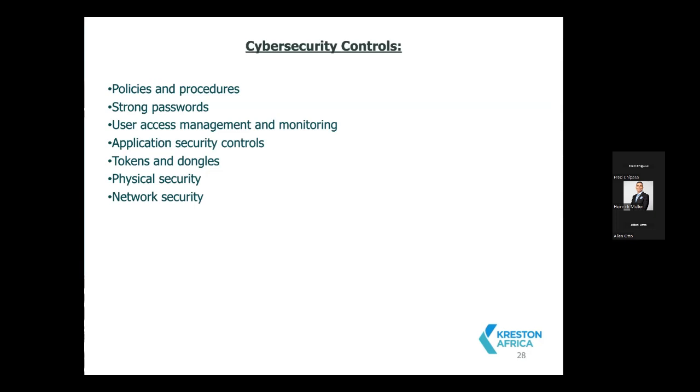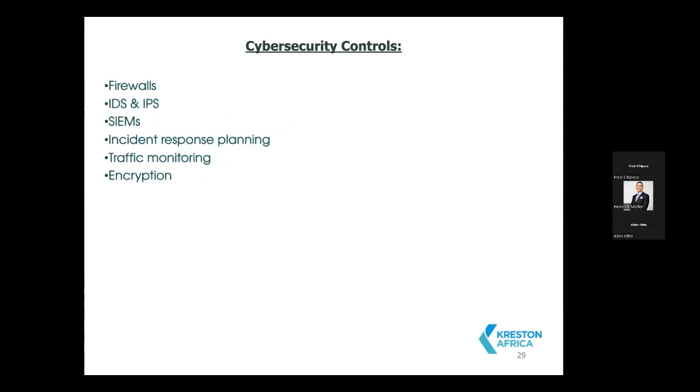So effectively, when we do these types of cybersecurity controls, the things that we look at are the policies and procedures that we have in place, the use of strong passwords, user access management and monitoring, application security controls, the use of tokens and dongles. Physical security is becoming more and more important when we talk about cybersecurity. I've heard of two places in probably the last week where hackers physically broke into offices and placed listening and sniffing devices on networks. So physical security is very important.